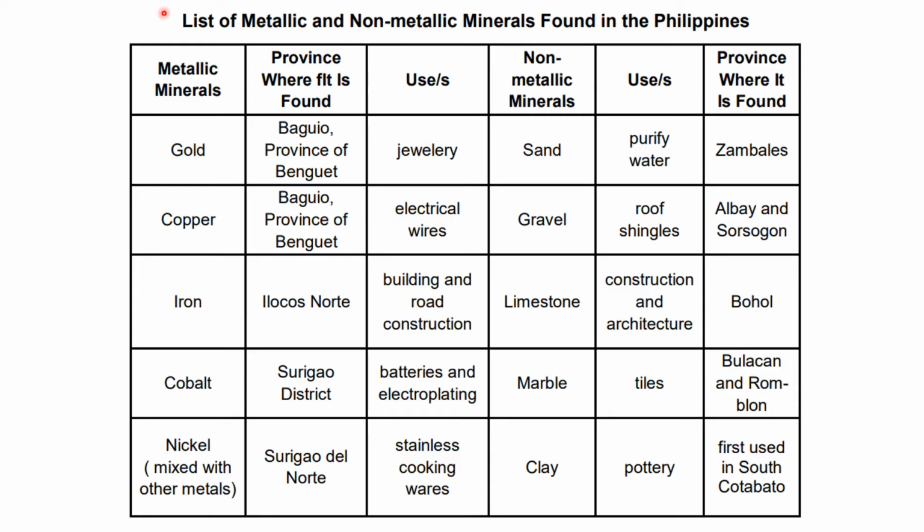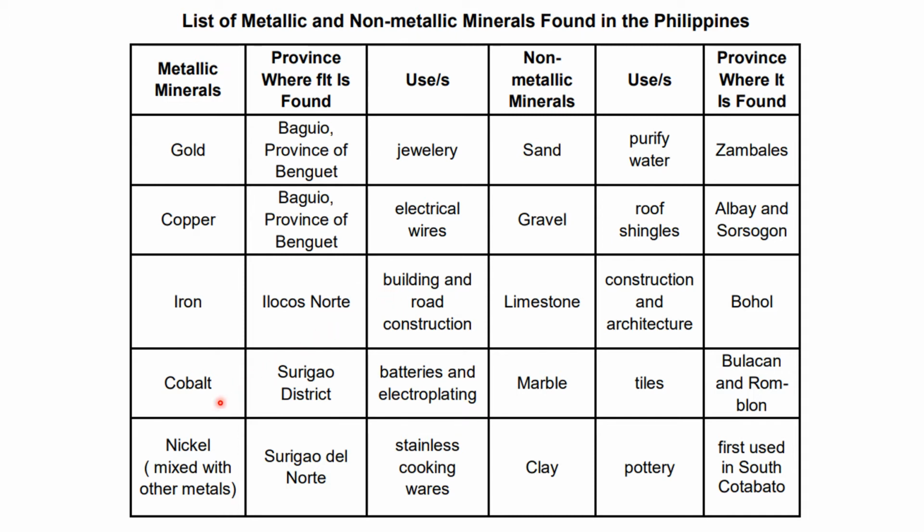Here is a list of metallic and non-metallic minerals found in the Philippines. Let us first start with metallic. Gold is found in Baguio, province of Benguet, and it is used for jewelry. Copper is found in Baguio. It is used for electrical wires. Iron is found in Ilocos Norte, and it is used for building and road construction.